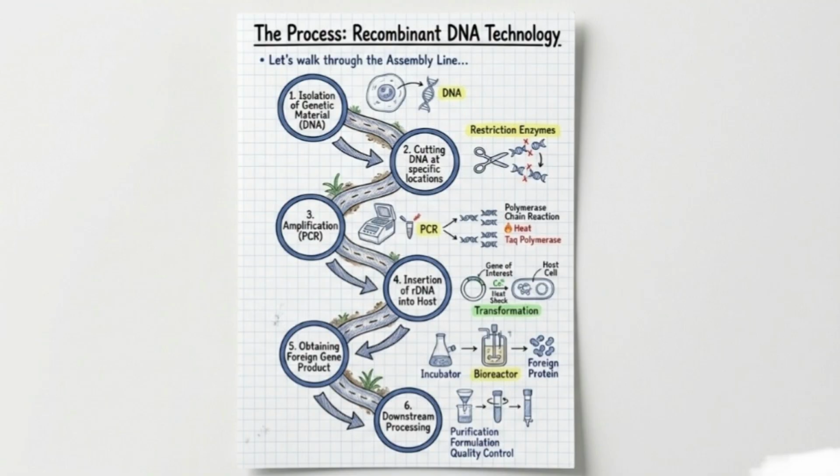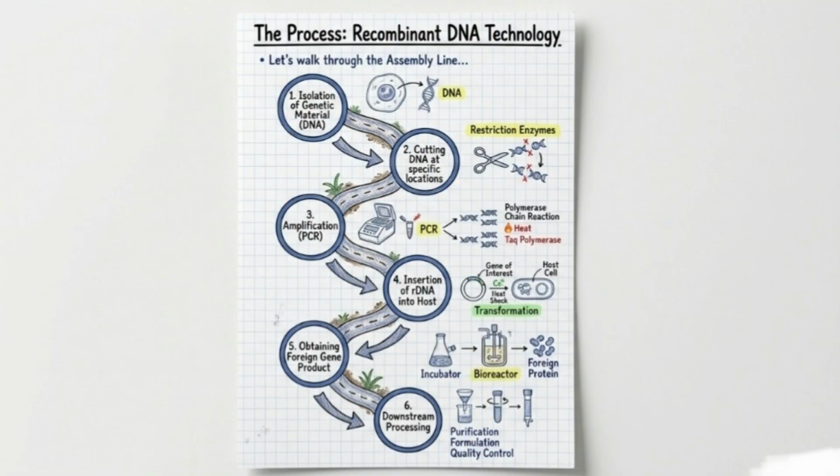Step 2. Cutting DNA at specific locations. Next, the DNA is cut at specific locations using restriction enzymes. These enzymes act like molecular scissors, cutting DNA at precise sequences. Step 3. Amplification, PCR. Now, the desired gene is amplified using polymerase chain reaction, PCR. This process uses heat-stable Taq polymerase. PCR produces millions of copies of the required DNA segment.